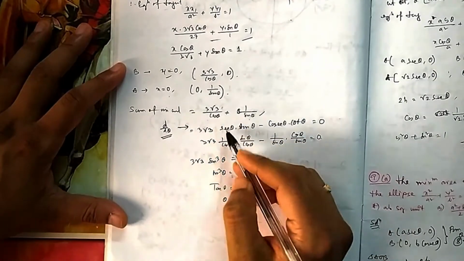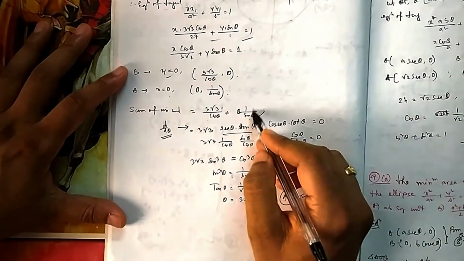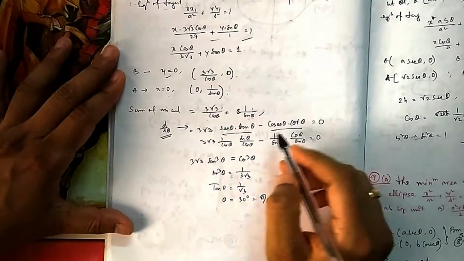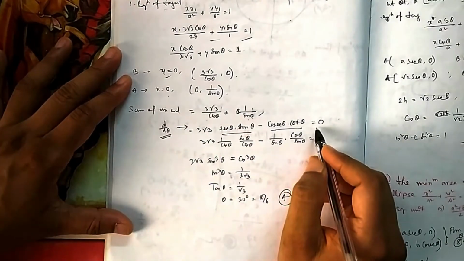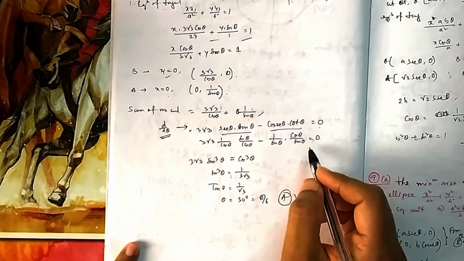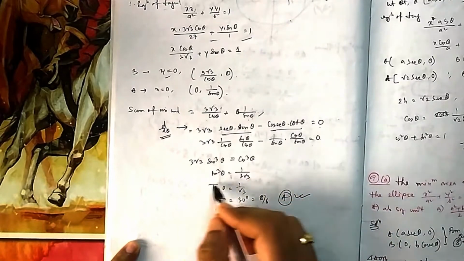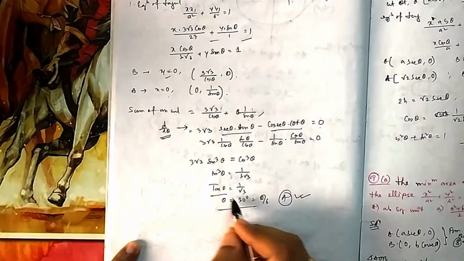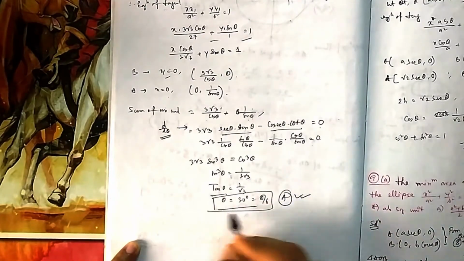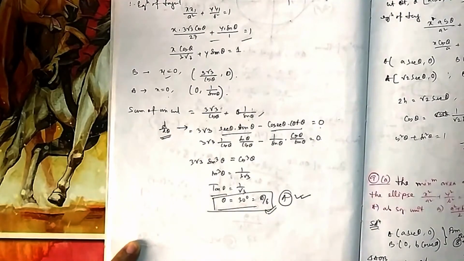1 by cos is sec. So the differentiation of sec is sec into tan, and of 1 by cosec is minus cosec into cot. Do the differentiation, make it 0 to find the minimum value. If you make it 0, you will find the expression of theta, that you will get tan theta equal to 1 by root 3, theta equal to this much. So that means at theta equal to pi by 6, this distance will be minimum.